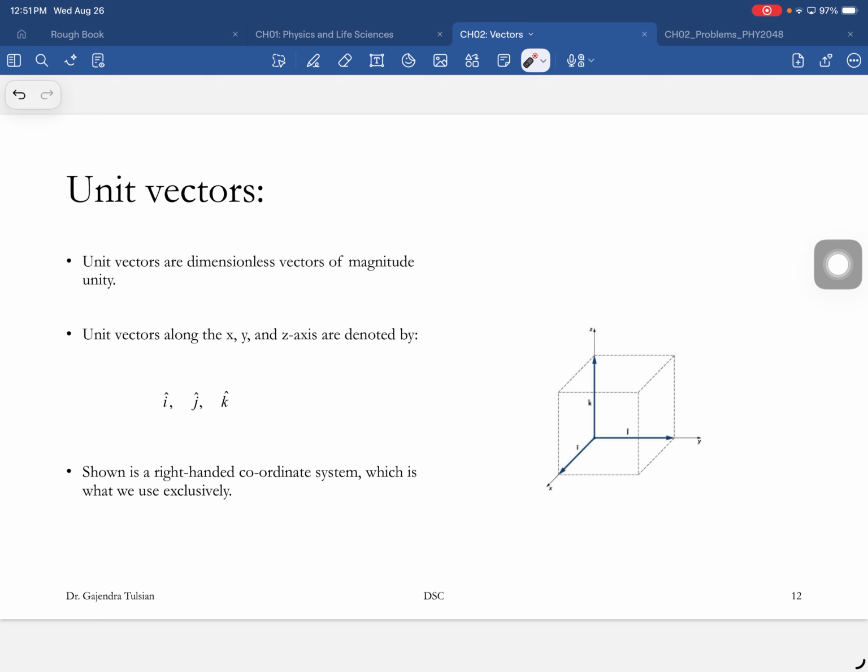How many unit vectors are there in 3 dimensions? 3. An infinite number. A unit vector can point in any direction. We will take 3 special unit vectors. One that points along the x-axis, we'll call it I. The one that points along the y-axis, we'll call it J. The one that points along the z-axis, we'll call it K.